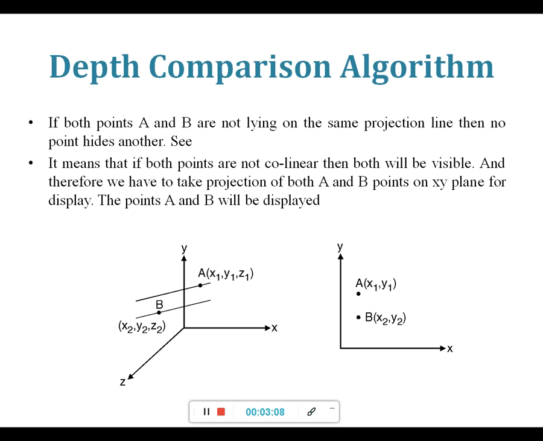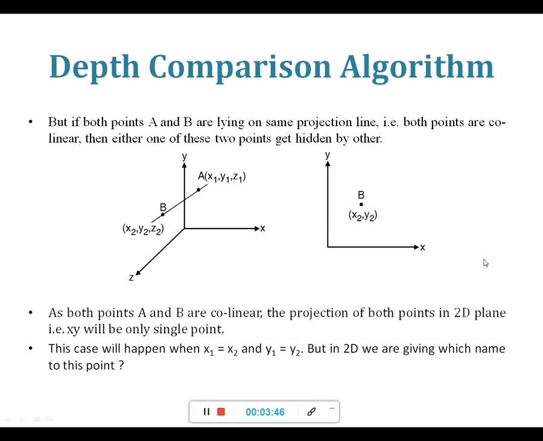So if both points are not collinear, then both will be visible, and therefore we take the projection of points A and B on our xy plane, because whenever we take the projection of any 3D object on a 2D plane, we are always mapping to the x and y coordinates. So A becomes x1, y1 and B becomes x2, y2, and both points A and B get displayed on the xy plane. This is the concept of depth comparison when both points are not lying on the same line.